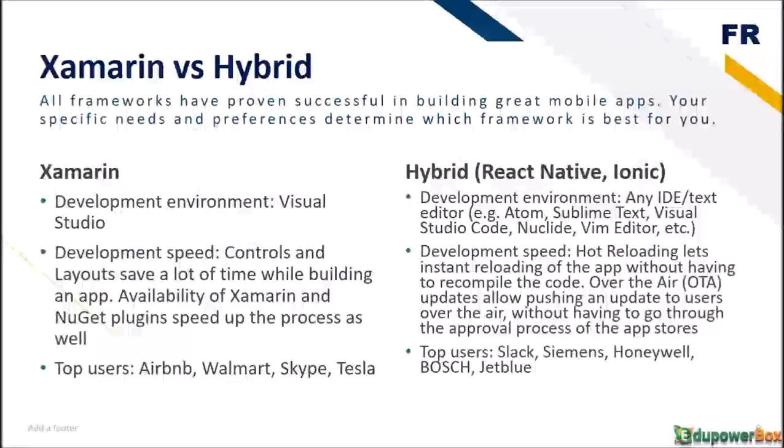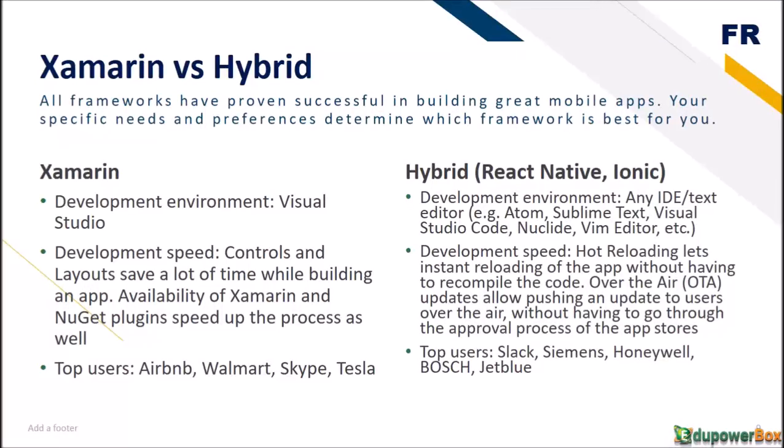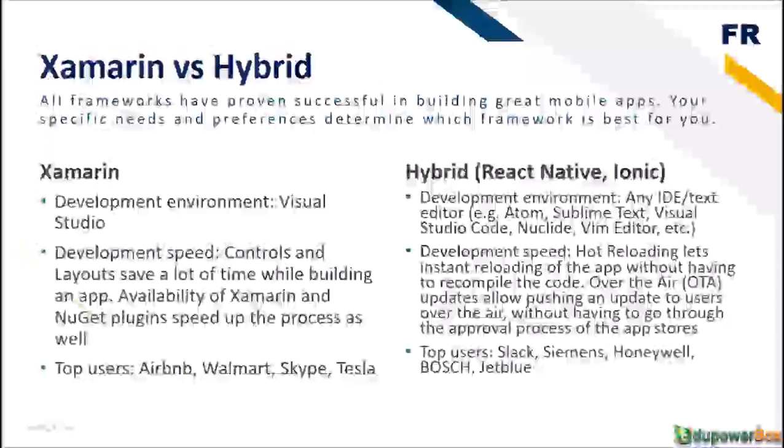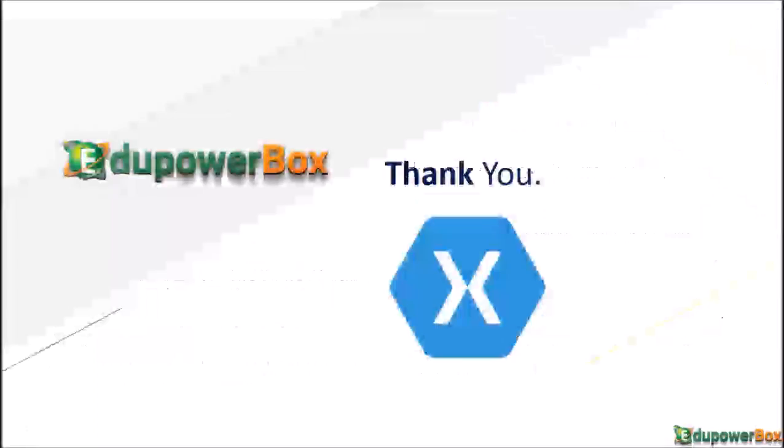And these are the companies using Xamarin: Airbnb, Walmart, Skype, Tesla, and all that. For hybrid, we have Slack, Facebook Messenger, and all that.